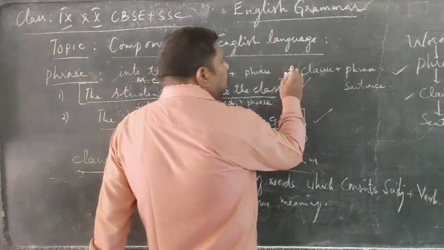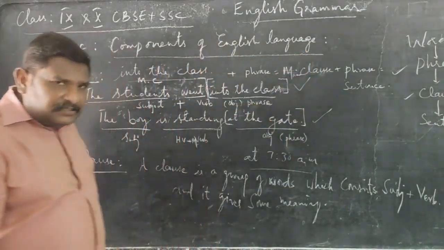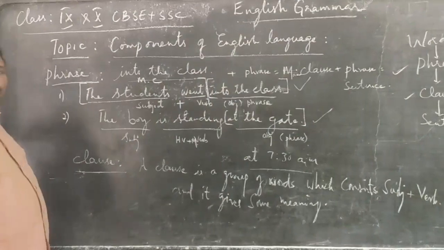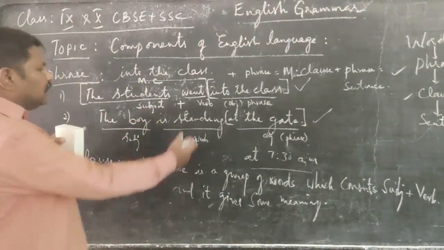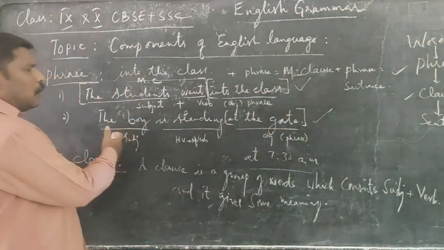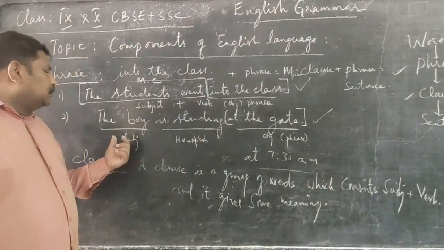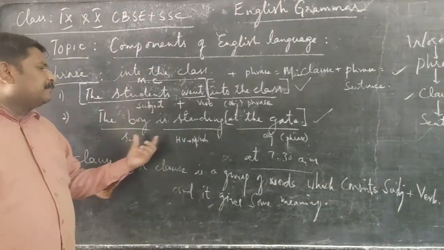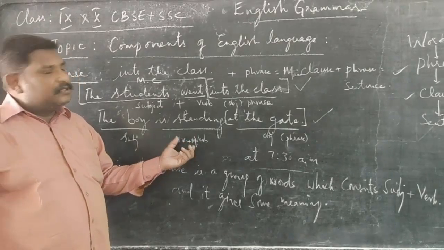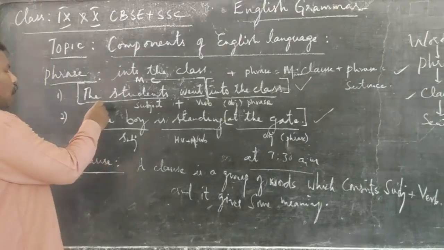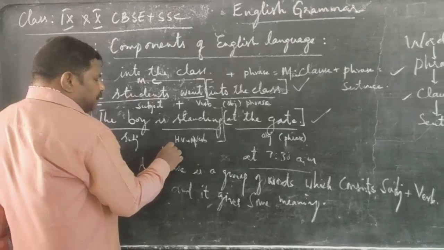A main clause is that which has a subject in it followed by the verb. Now here the verb is "went". Now if you look at the second example, the boy is standing. The boy is considered to be the subject. "Is standing" is a combination of a helping verb and a main verb. Therefore, "the boy is standing" is considered again as a main clause.